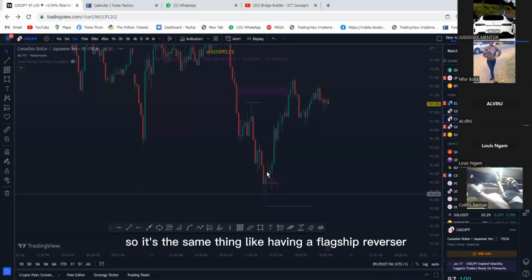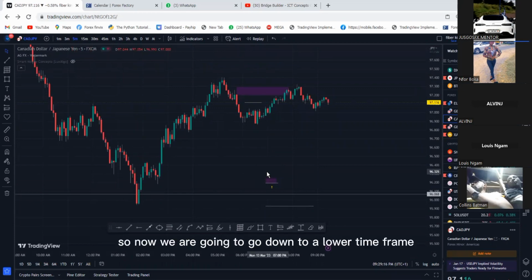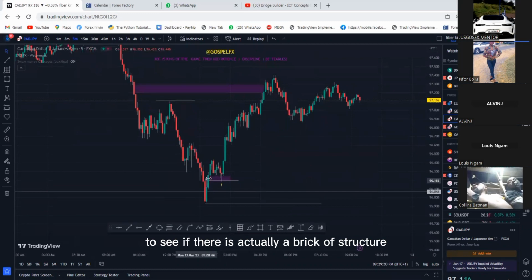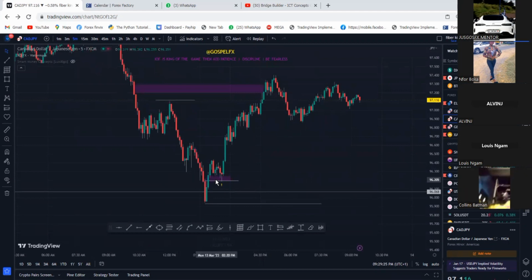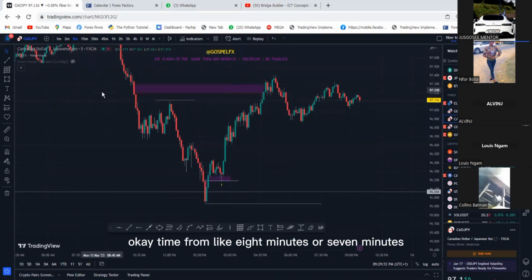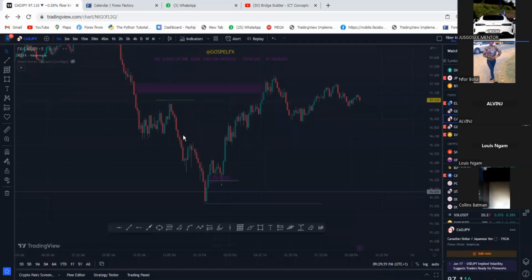So it's the same thing like having a flagship reversal that we saw on the daily, and we didn't see a break of structure. So now we're going to go down to a lower time frame to see if there is actually a break of structure around this area to support our buying bias. Remember, here is just like some kind of a flagship reversal. In a time frame like 8 minutes or 7 minutes, you're going to see that. So let's go to a time frame like 1 minute.